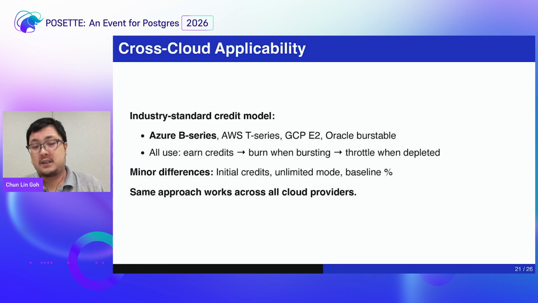So you may ask, does this only happen for Azure? No. As I shared just now, burstable instances are very common in all the cloud providers. In AWS, it is called the T-series. But across the different cloud providers, there are minor differences among them. So for example, I actually did AWS modeling on this also.